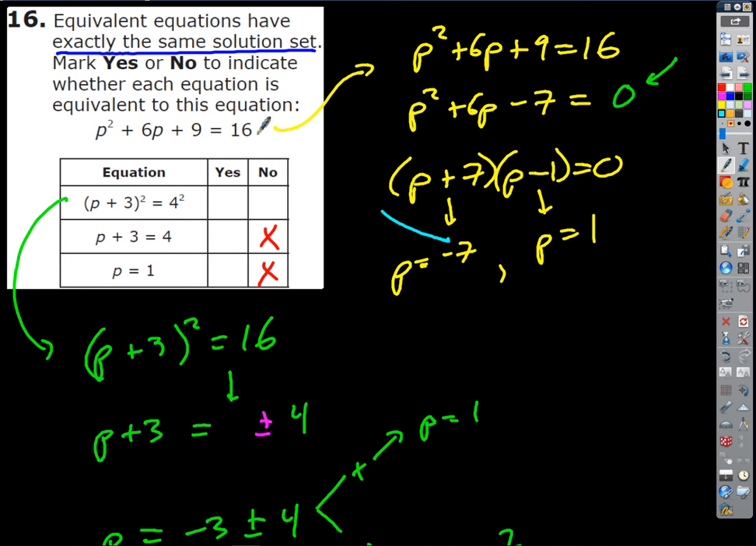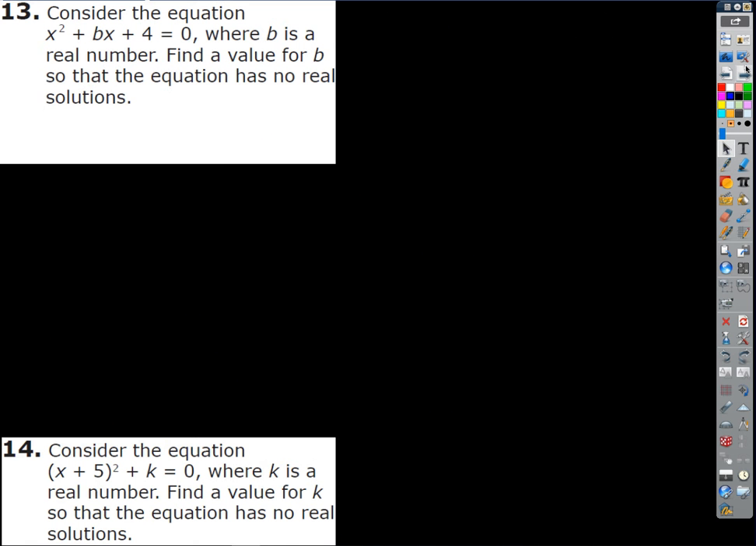If I plug -7 in there and I plug 1 in there, do they work? If I plug -7 in, I get -7 plus 3 is -4 squared is 16 equals 16. Check. It works. What about 1? 1 plus 3 is 4 squared equals 4 squared. Check. So it has 2 solutions, and these are the 2 solutions that worked, and so we could even just try them and see if they work. Okay? Make sense? All right, we're getting there.